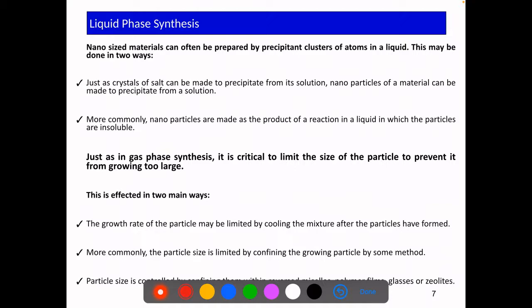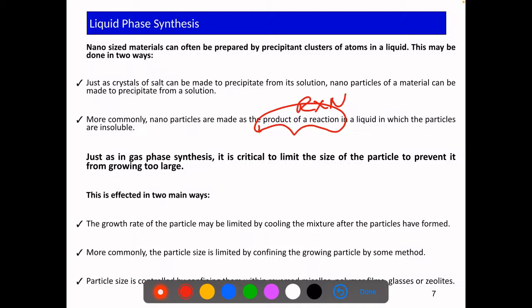So liquid phase synthesis. Nano-sized materials can often be prepared by precipitating clusters of atoms in a liquid, and this can be done in two ways. Just as crystals of salt can be made to precipitate from its solution, nanoparticles of a material can be made to precipitate from a solution. More commonly, nanoparticles are made as the product of a reaction in a liquid. So here we have a reaction in a liquid in which the particles are insoluble.